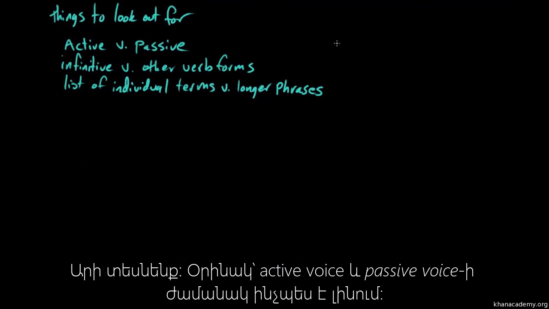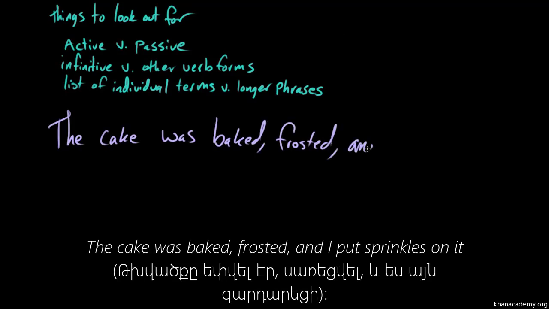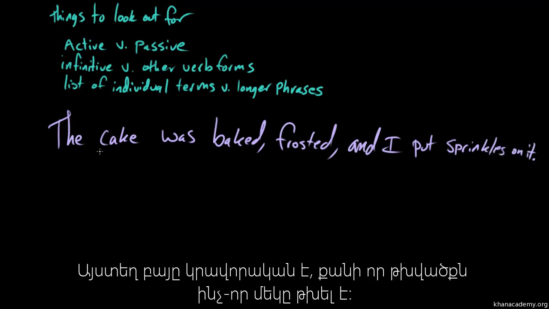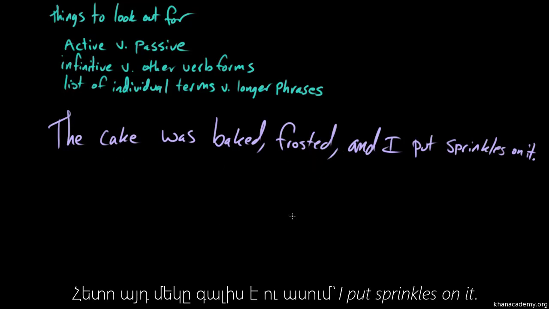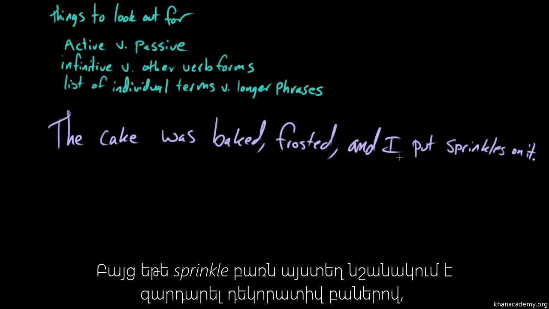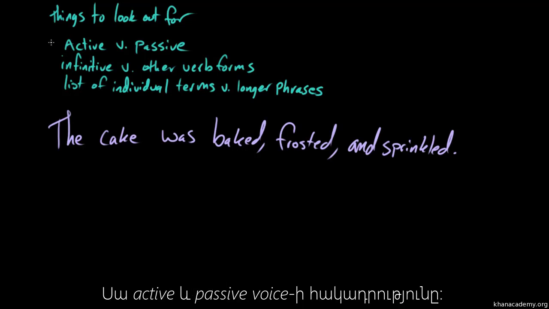Okay, so active versus passive voice. So an example, if we're not going to have parallel structure, would be something like the cake was baked, frosted, and I put sprinkles on it. So what we're saying here is that here is a passive thing that happened to the cake. The cake was baked. Here's another passive thing that happens to the cake. The cake was frosted by someone else. And then that someone else comes in and Paige says, I put sprinkles on it. But if we're going to assume that sprinkled is now a verb that means to be covered in sugary cake decorations, we would say the cake was baked, frosted, and sprinkled. Or decorated with sprinkles. But I kind of like sprinkled. So that's active versus passive.